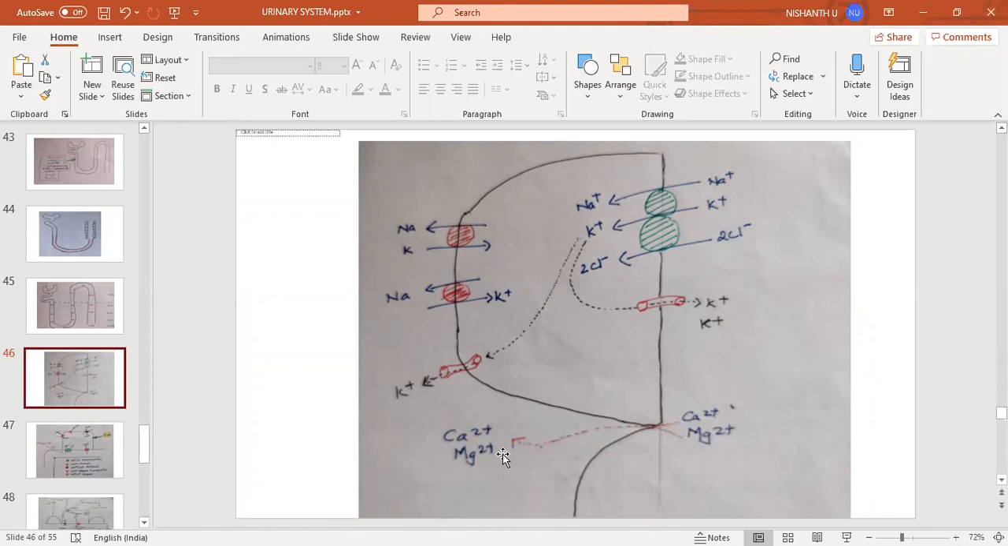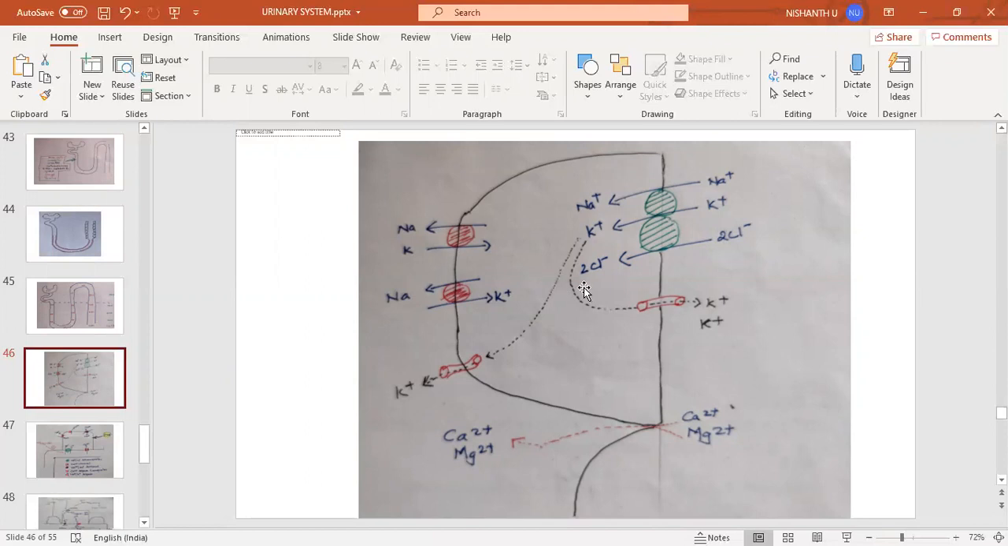Don't think that 100% calcium and magnesium will be thrown out. Some portion of calcium and magnesium will be thrown out of the cell through the space between these two cells. I think you understand the concept here. And then still some amount of calcium and magnesium will be there. This is what is happening inside the thick ascending loop of Henle. Remember, we are talking about the thick ascending loop of Henle cell.